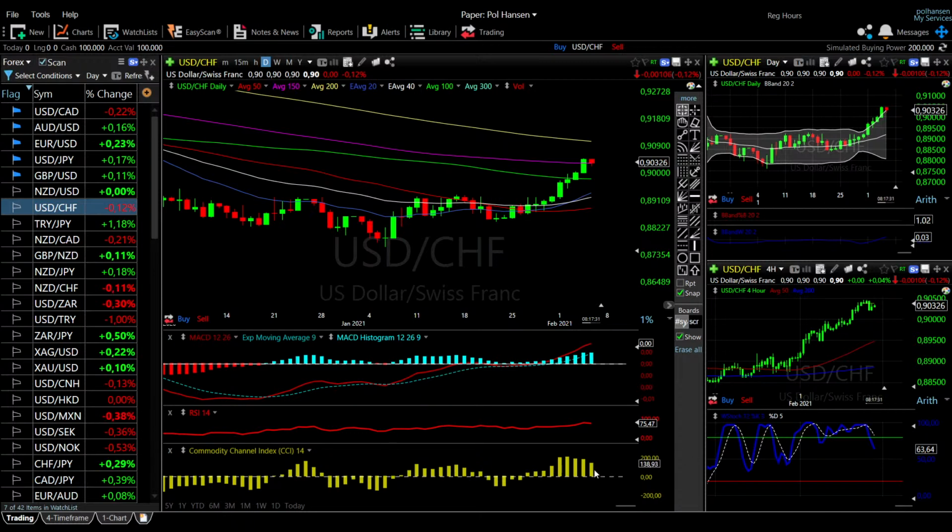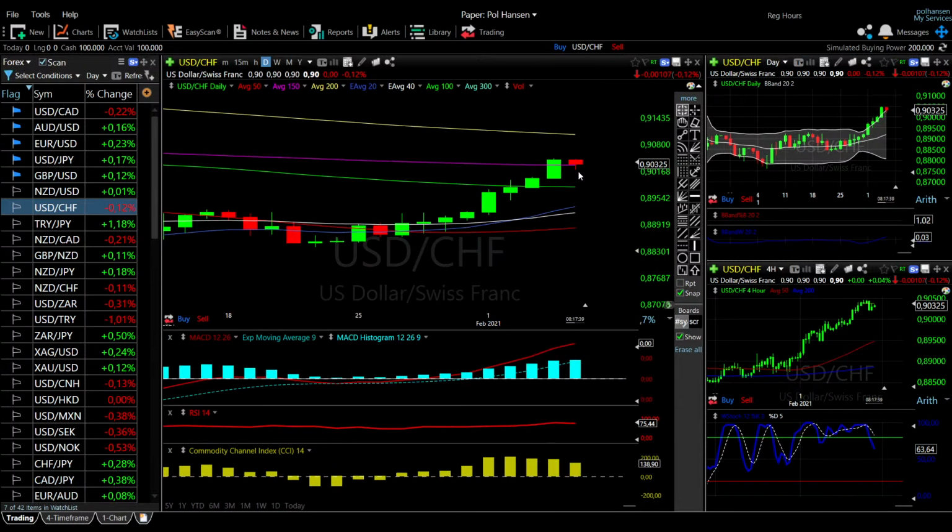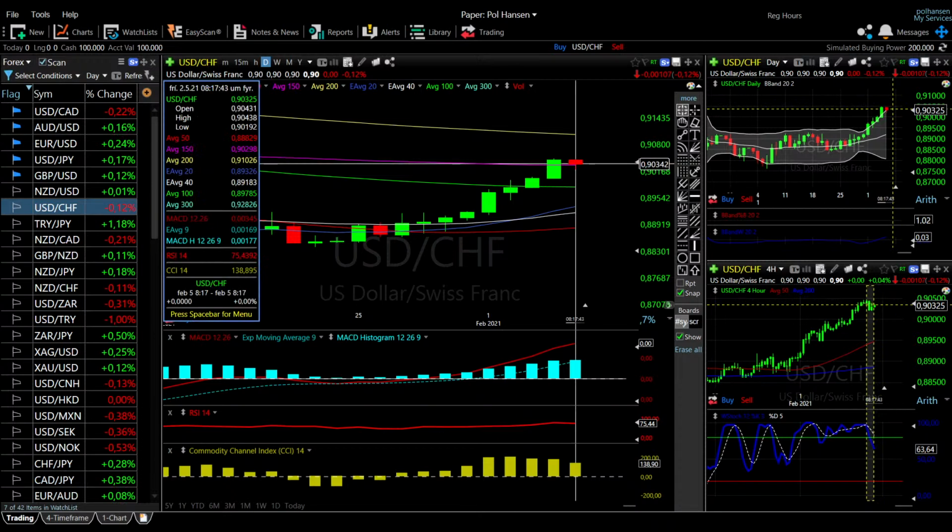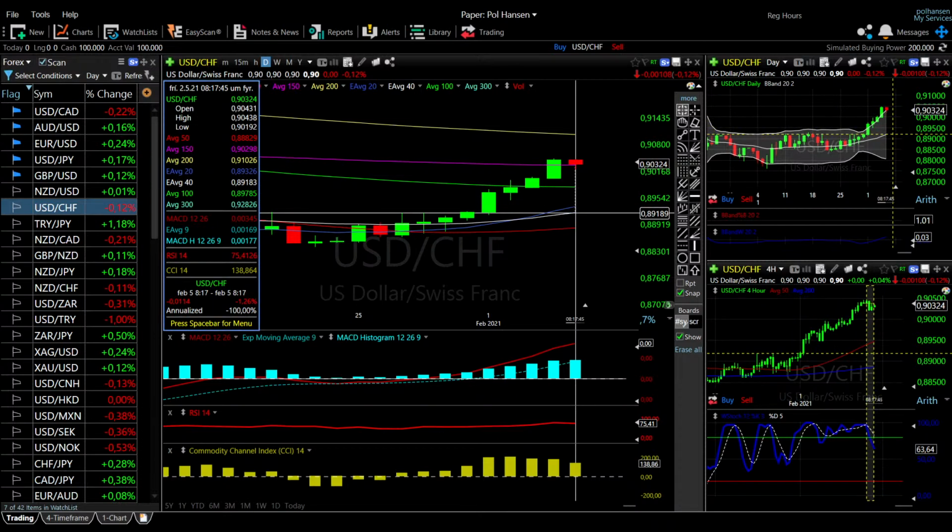So CCI is turning around, MACD is not turning around yet, but if we manage to break below the 150 and start trending downwards, then it's very likely that we'll fall towards at least the bottom of the bullet at the middle of the Bollinger Band. So that is at the 40 exponential. That's a drop of 114 pips or 1.26% to the downside.